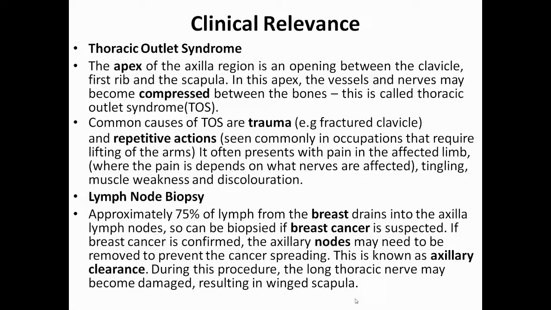Lymph node biopsy: approximately 75% of the lymph from the breast drains into the axillary lymph nodes, so they can be biopsied if breast cancer is suspected. If breast cancer is confirmed, the axillary nodes may need to be removed to prevent the cancer spreading. This is known as axillary clearance. During this procedure, the long thoracic nerve may become damaged, resulting in winged scapula.